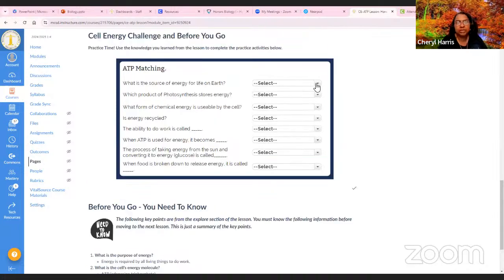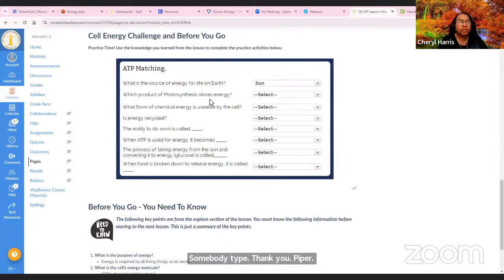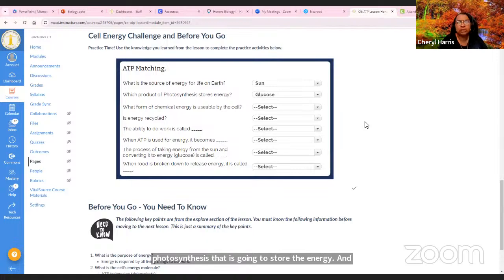All right, we'll do this one real quick just for the review. What is the source of energy from, all right, what would you pick for that? Since this is a review day, the source of all energy is what? Somebody type, thank you, Piper. It's the sun. All right, which product of photosynthesis stores the energy? So product means something that is made during photosynthesis that is going to store the energy. And yes, it is glucose. Because I think I had y'all write this down too. All right, the form of chemical energy is usable in the cell.